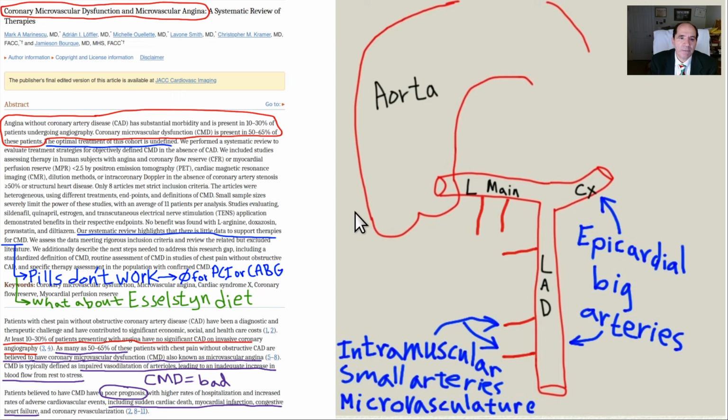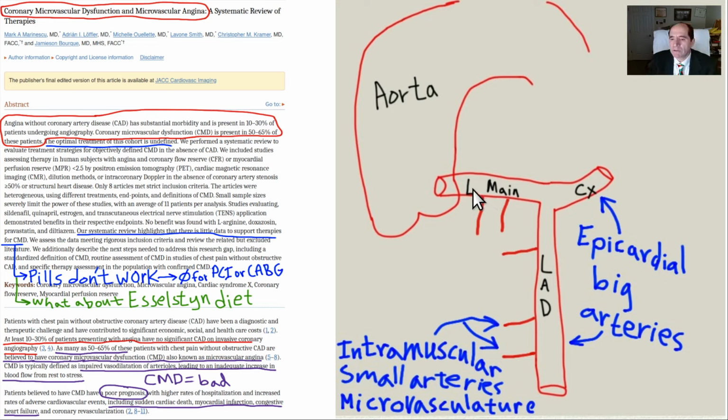Okay, so here's a little bit about the arteries. Coronary microvascular dysfunction, sometimes called syndrome X. What this means is, when everybody talks about the coronaries, they're always talking about the big ones. The big ones are on the outer surface of the heart. They're called the epicardial coronaries, but there are ones that penetrate into the muscle. They have branches that penetrate into the muscle.